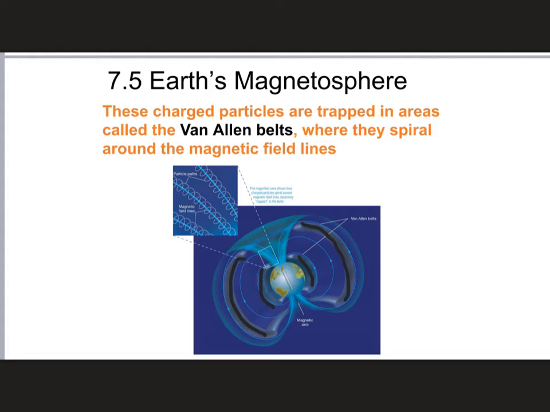And what happens as these charged particles spiral around near the poles, they get very high energy, and as they collide with things in the atmosphere, they actually glow. And that creates a process known as an aurora. And if you've ever seen an aurora before, they're really, really pretty.